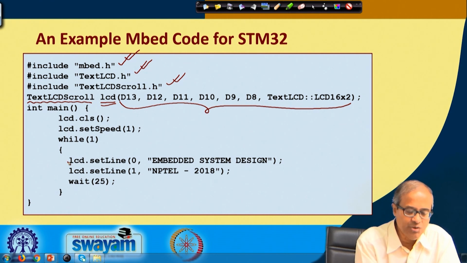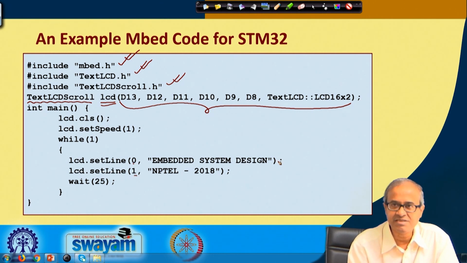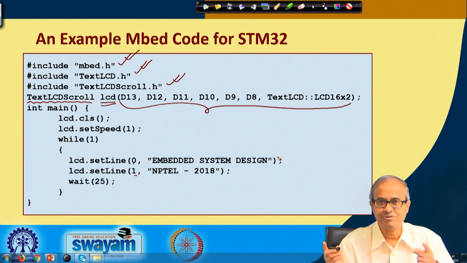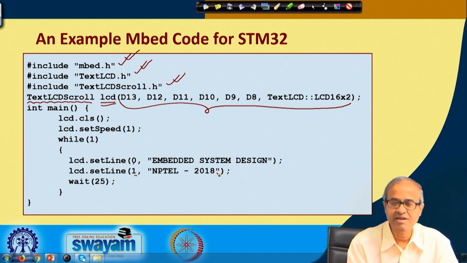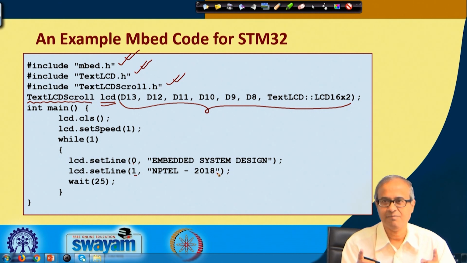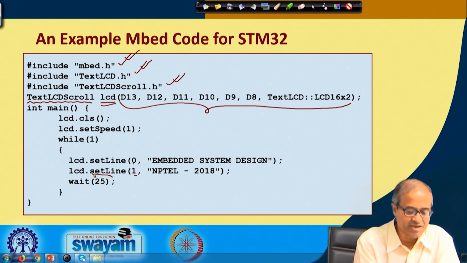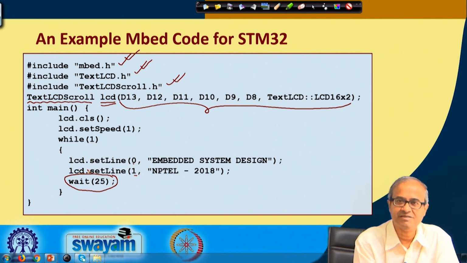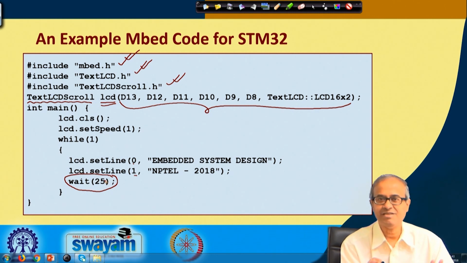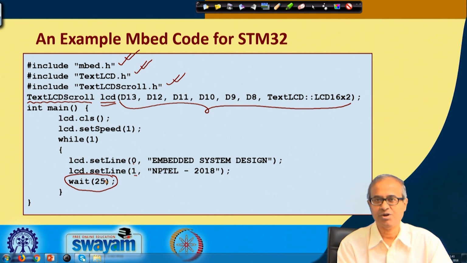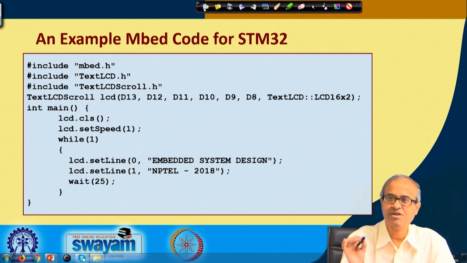Then in a loop, while 1 means it is an infinite loop, we are displaying something on the first line, something on the second line. We are displaying embedded system design, which is more than 16 characters. So, there will be slow scrolling, 1 character per second. Second line, NPTEL 2018, this is fixed, less than 16, this will not scroll. And this is actually not required, I am waiting for 25 seconds, I am repeating it. Well, this will get repeated anyway, whether or not you give this wait 25. This is how you can interface and program an LCD by connecting with the STM32 microcontroller. Okay? This will give you an idea how to do it.